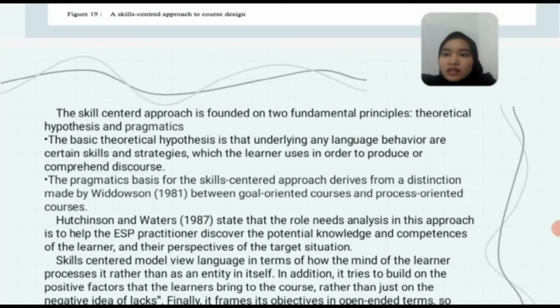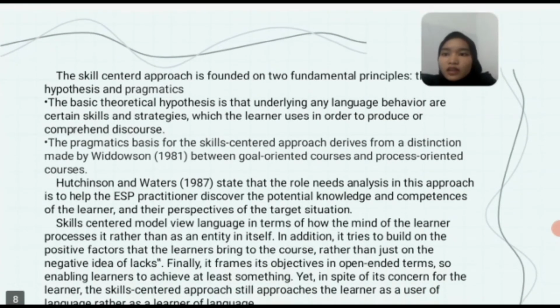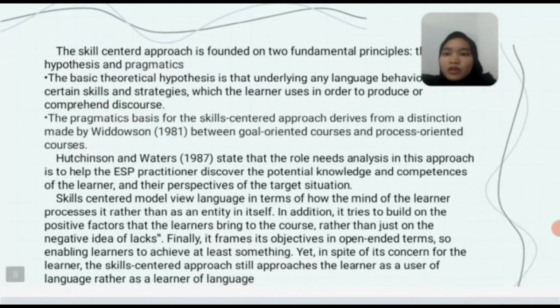The skill-centered approach is founded on two fundamental principles: theoretical hypothesis and pragmatics. The basic theoretical hypothesis is that underlying any language behavior are certain skills and strategies which the learner uses in order to produce or comprehend discourse. The pragmatic basis for the skill-centered approach derives from a distinction made by Widdowson between goal-oriented courses and process-oriented courses.